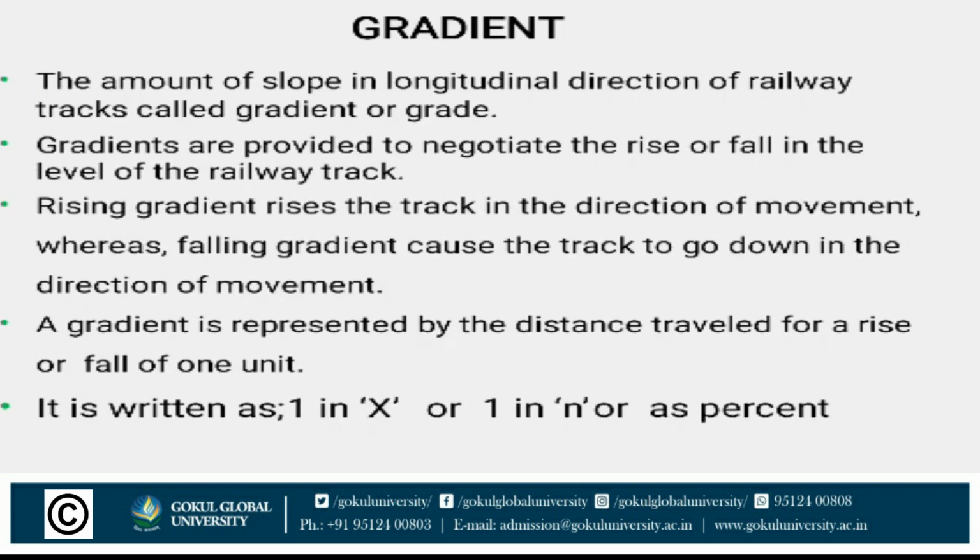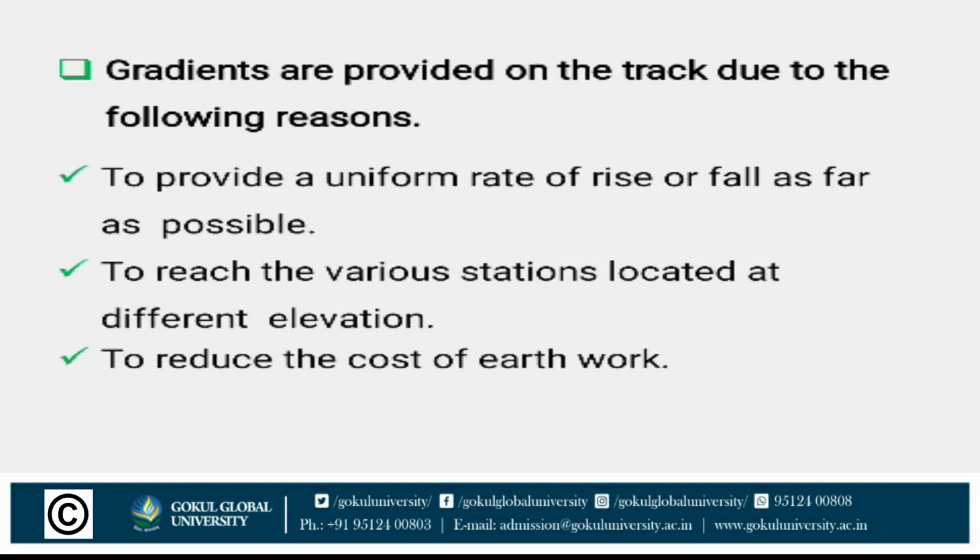Gradient. What is a gradient? The amount of slope in the longitudinal direction of a railway track is called a gradient or a grade. A gradient is written as 1 in x or 1 in n. Also, a gradient is written as a percentage. Gradients are provided on the track for the following reasons: to provide a uniform rate of rise or fall as far as possible, to reach the various stations located at different elevations, and to reduce the cost of earthwork.